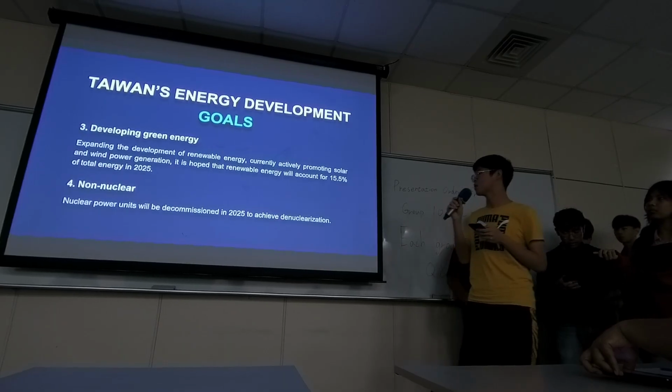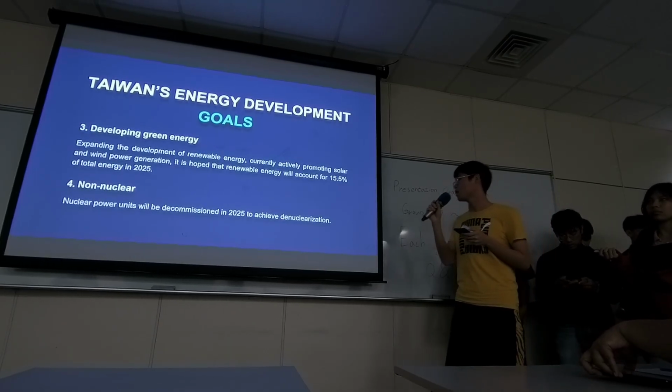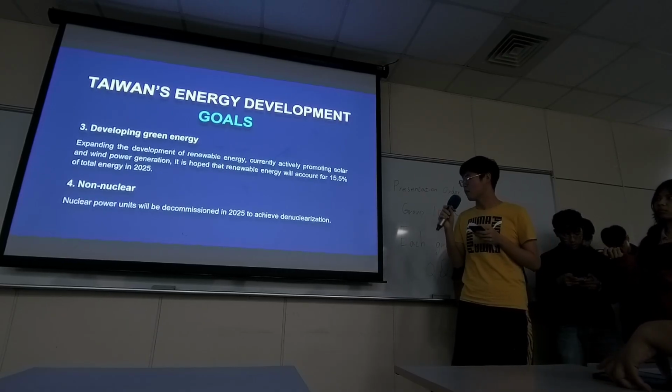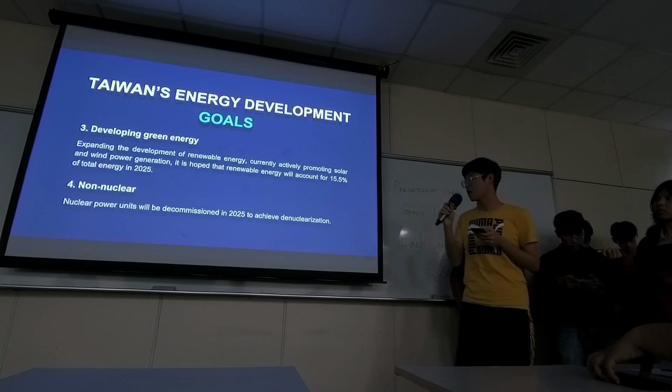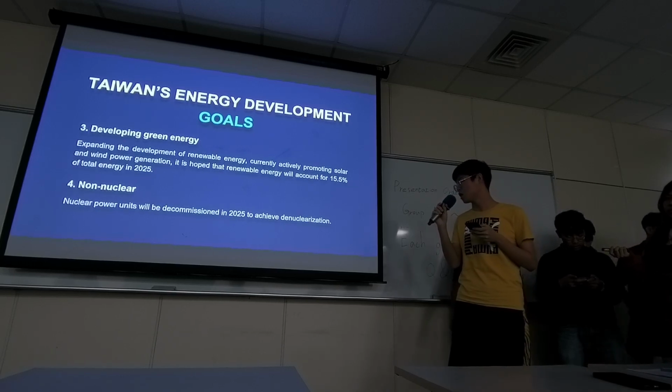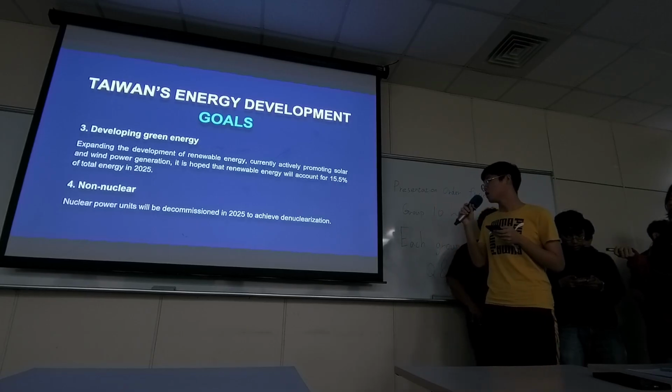Number three is developing green energy. Taiwan is now mainly focused on solar power and wind power. And number four is non-nuclear. Nuclear power units will be decommissioned in 2025 to achieve denuclearization.